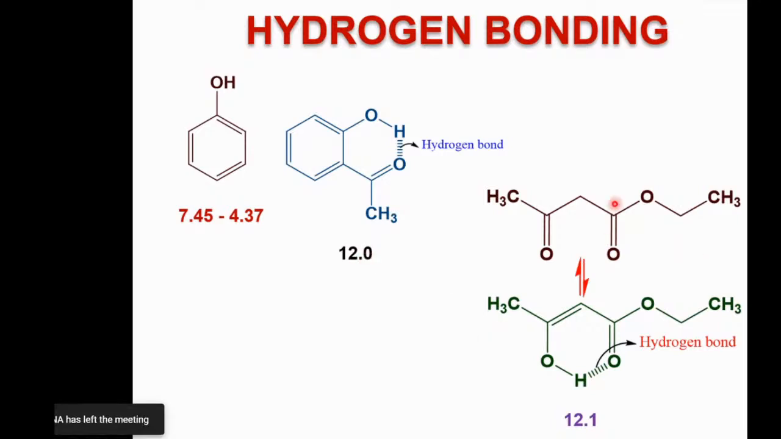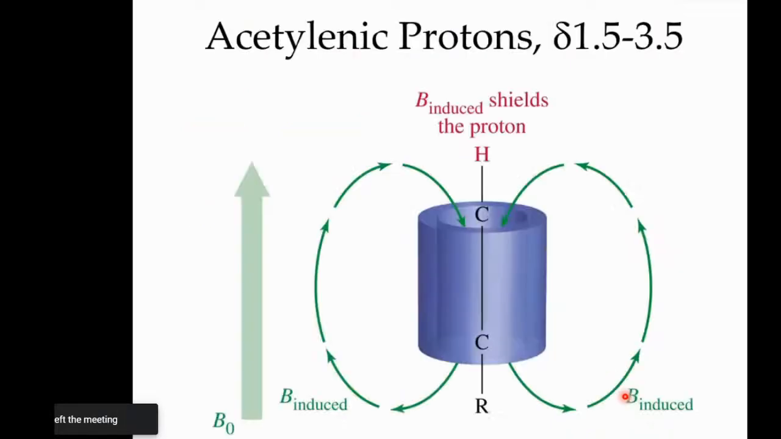Similarly here, in ethyl acetate, there's a possibility of the keto form tautomerizing to enol form to form this 6-membered ring. And the chemical shift of the hydrogen bonded proton is around 12. So highly deshielded.